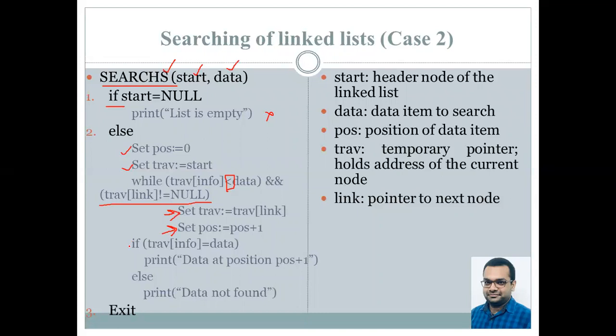When we exit out of the while loop, we check if we have found the data value in the respective node or not. If found, then we simply print the data is at position plus 1. If not, then we simply print the data has not been found.